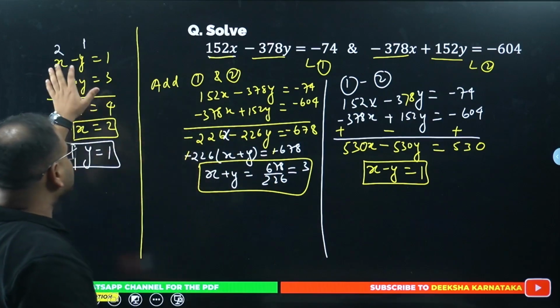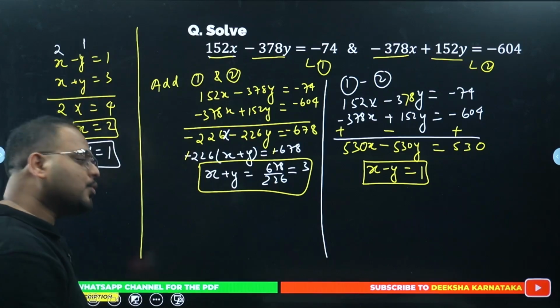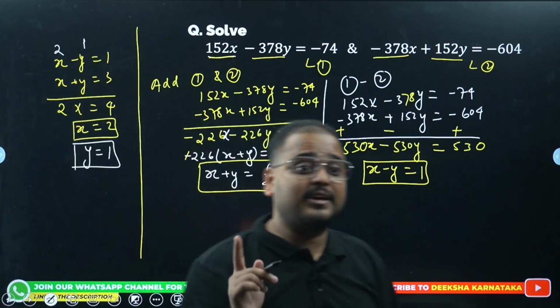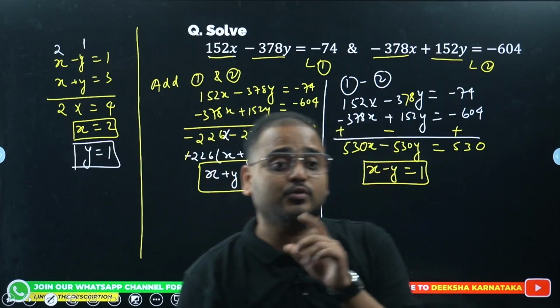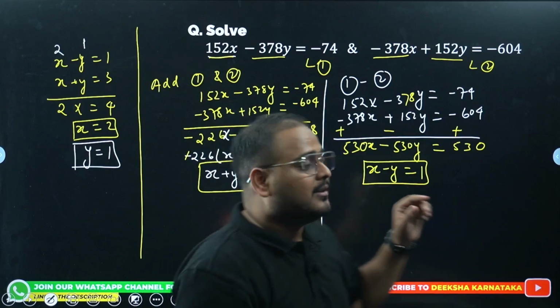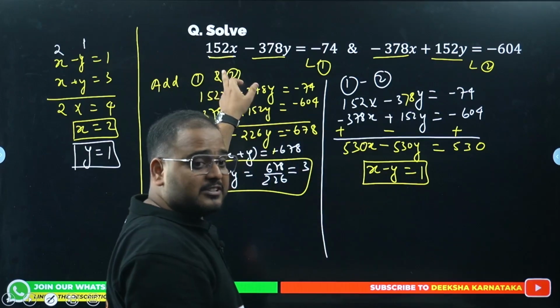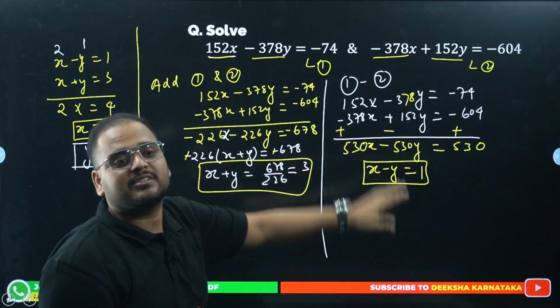We added them and solved it again to get x equal to 2 and y equal to 1. If this was not the case, then you have to multiply with a big number, divide with a big number to solve it. This method is applicable only when the coefficient of x in the first equation is the same as the coefficient of y in the second equation and vice versa.